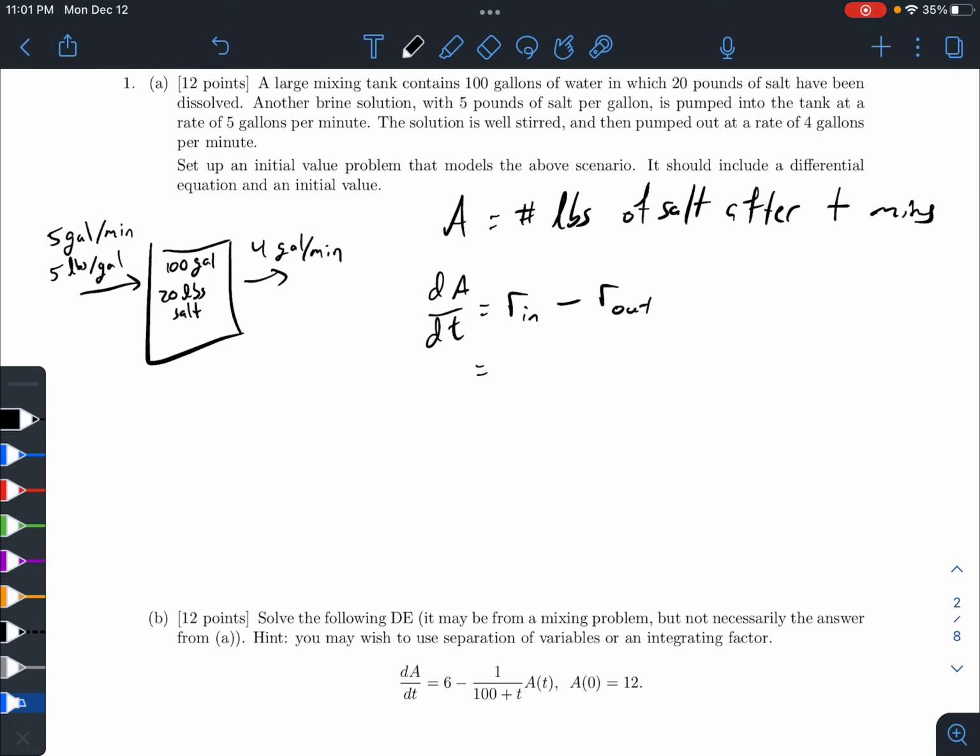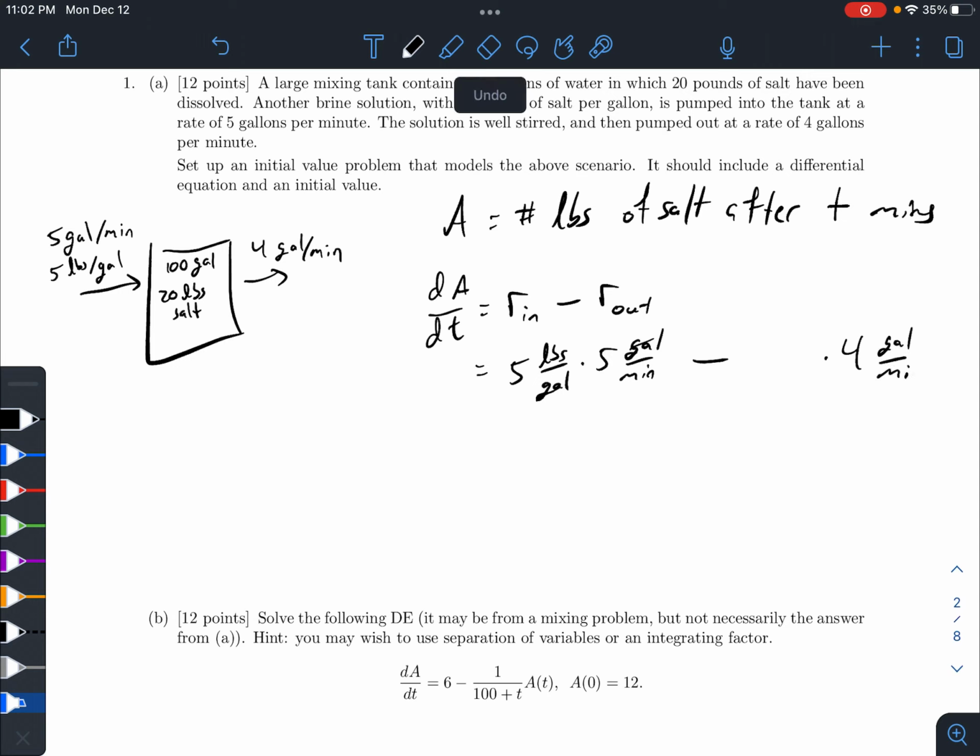The rate at which salt is going into the tank is pretty easy, because you have 5 pounds per gallon being pumped in at a rate of 5 gallons per minute, right? So that's going to be just 25 pounds of salt per minute, minus, well, how much salt is leaving? We're taking this mixture and pumping it out at a rate of 4 gallons per minute.